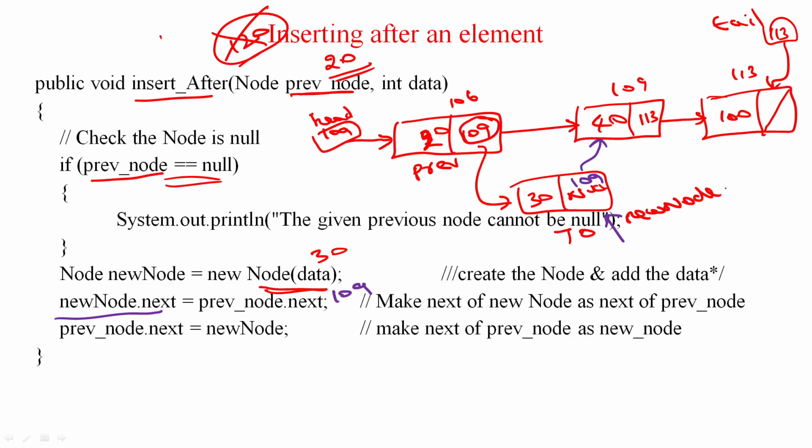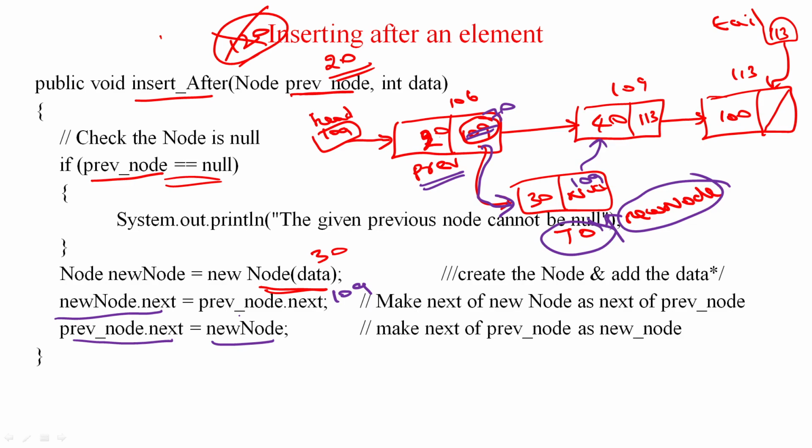Then the new node is assigned to previous dot next. So previous node dot next is assigned the new node. So this link is created now, and automatically the address 70 will be written here. So this is the way to insert a node after a particular element.